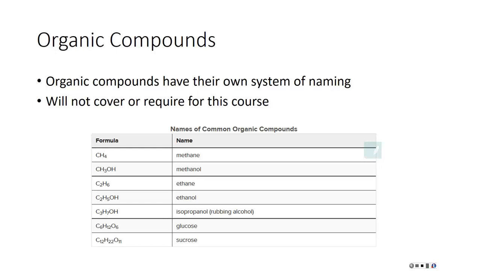Okay, finally, there is another class of naming, and you guys are not going to be asked to do this on the exam or anything, but I just want to introduce it to you. This is a naming used only for organic compounds. Those would be carbon and hydrogen, and then a few other things. A little bit of oxygen mixed in, a little bit of nitrogen mixed in, and so forth.